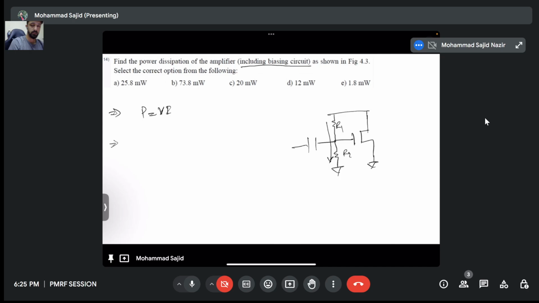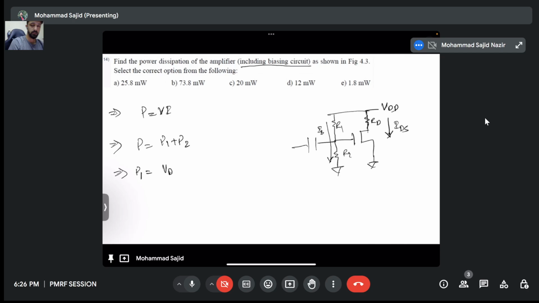So now we have two powers. This is one due to the current flowing through here and one here. This is IDS. Let's call this IB. So powers will be P1 plus P2. And what is P1?